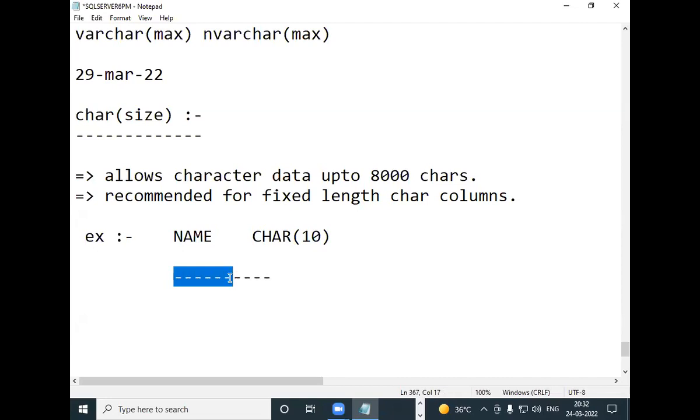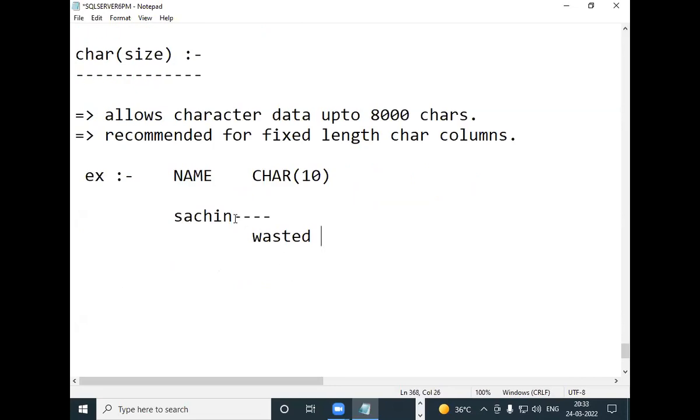Suppose I entered the name Sachin. How many bytes does this name take? 6 bytes. What about the remaining 4 bytes? The remaining 4 bytes are wasted. Allocated is 10 bytes, the actual name contains 6 characters, so 6 bytes are consumed and the remaining 4 bytes are wasted.